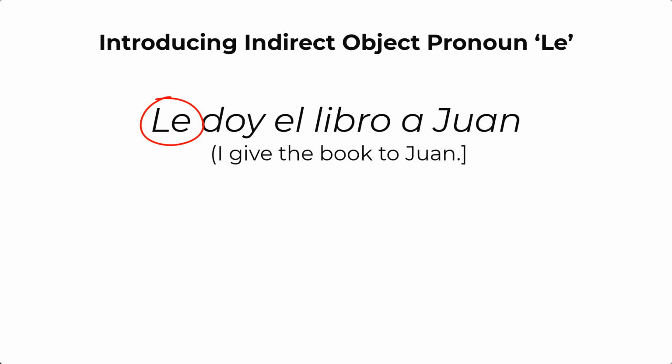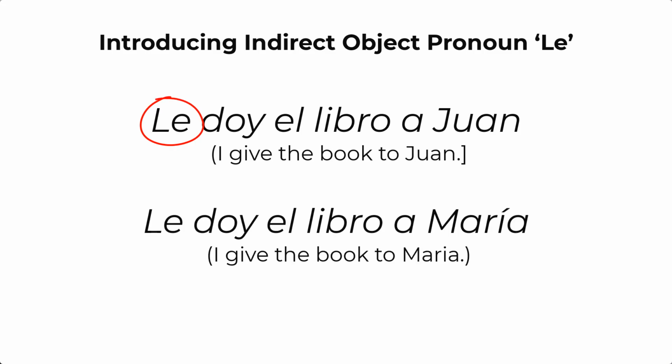And the same applies for Maria. Le doy el libro a Maria. Notice that le works for both masculine and feminine indirect object pronouns. So I suppose you can translate it as to him or to her, I give the book.